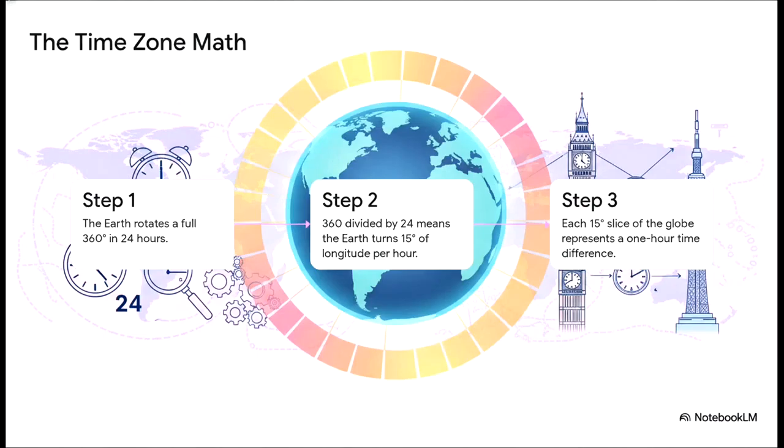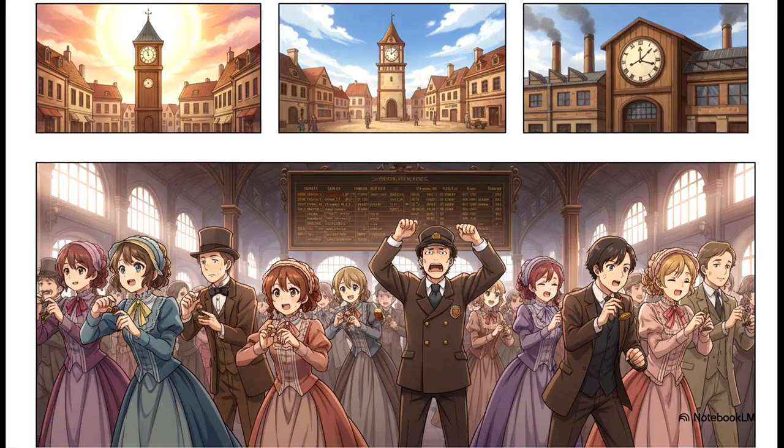And the math behind it is just so simple and elegant. The Earth turns a full circle, 360 degrees in about 24 hours. So you divide 360 by 24, and you get 15. Boom! That means every hour, the Earth spins 15 degrees. So for every 15-degree slice of longitude you cross, the local time changes by 1 hour. Simple as that. Before this system, you had what was called local time.